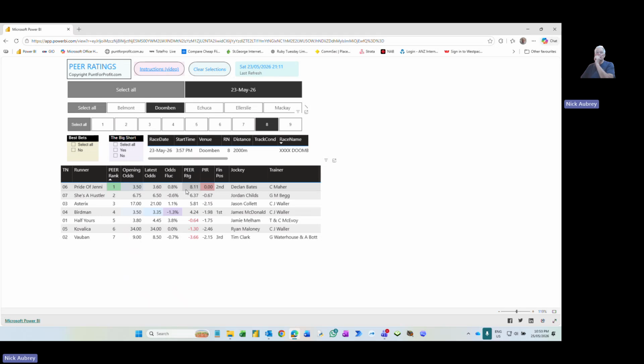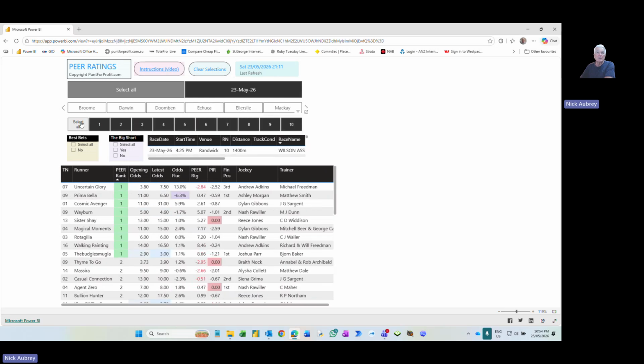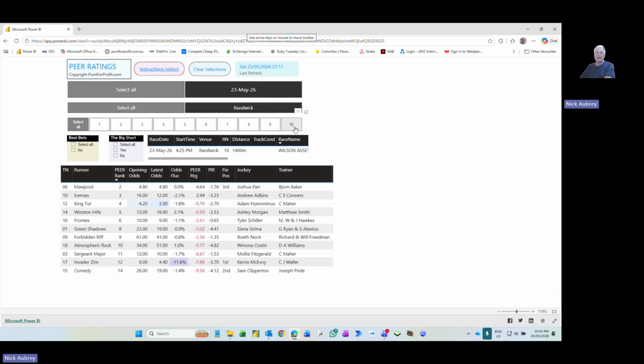Now, you might be interested in looking at some other races that happened that day. Let's look at Randwick races on the same day. As you might recall, Randwick was a real bog track on the day. So I just want to select all races from Randwick. And there it is, so there's the races from Randwick. Let's just pick the last race for interest's sake.